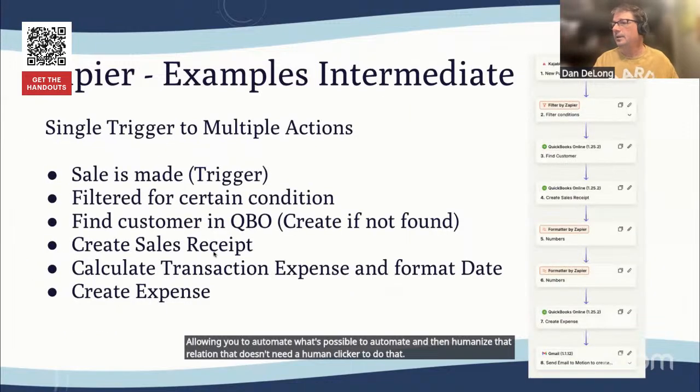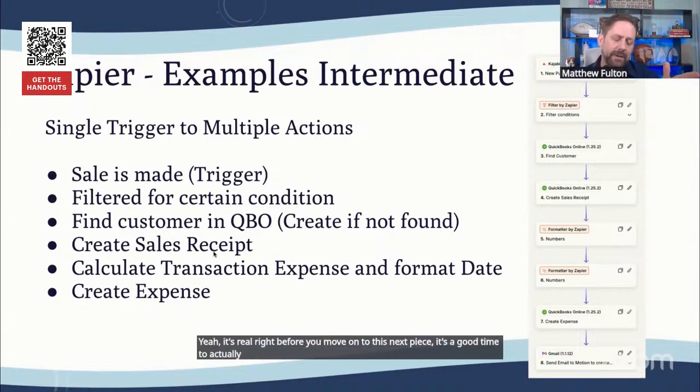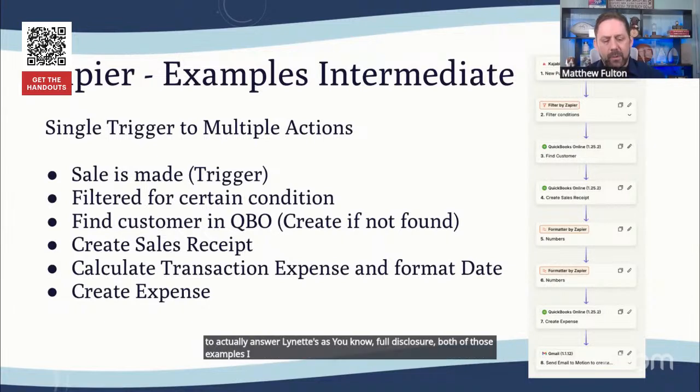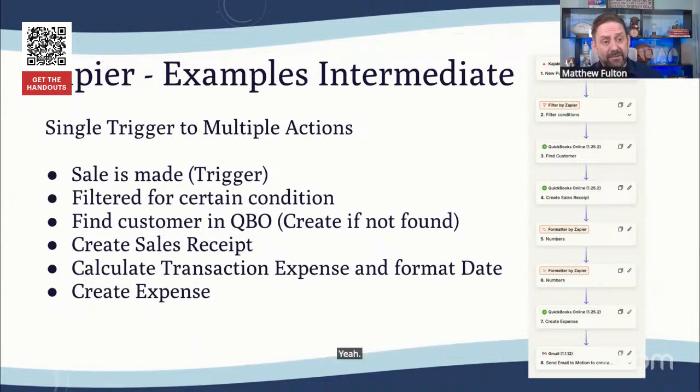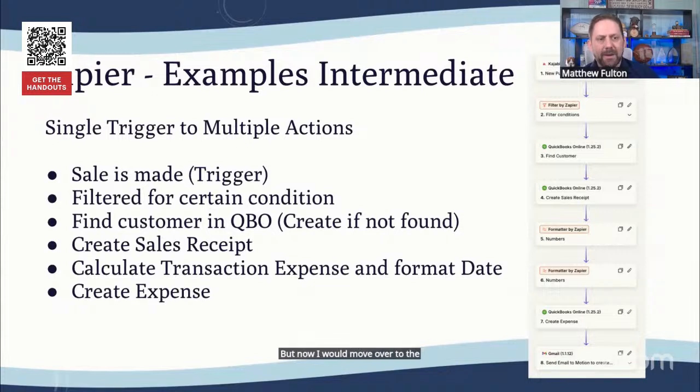Yeah. Right before you move on to this next piece, it's a good time to actually answer Lynette's question as well. But, full disclosure, both of those examples I gave were examples where certain integrations didn't already exist. Since creating those back in the day, now Dialpad has an integration to Teams, and that's going to be a direct integration, more solid. I don't have to manage it all the time. And Toggle has one to QBO. So this allowed me to plan and make it work to begin with. But now I would most likely move over to the direct integration, so I don't have to manage some of that stuff.